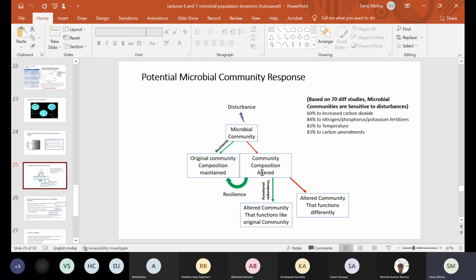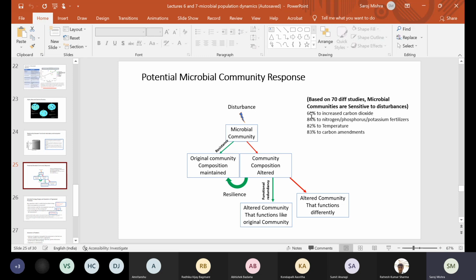Or the community composition is going to be altered, which could be of a permanent nature. So you now have an altered community which functions very differently, or an altered community that functions very much like the original community, because they have acquired some more functions. So in general, this is what needs to be kept in mind. This is how the microbial communities are going to respond. Based on 70 different studies which have been conducted, case studies, the data indicates that the microbial communities are extremely sensitive to the following factors.